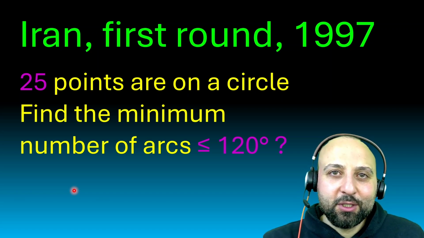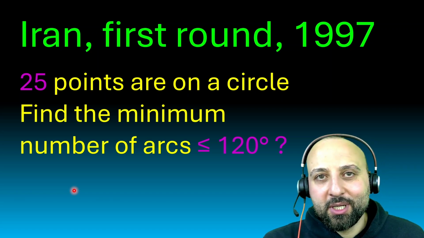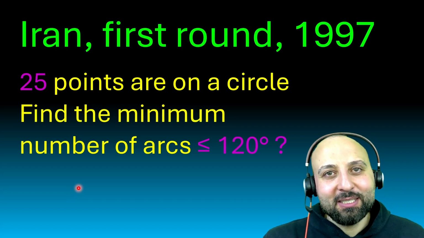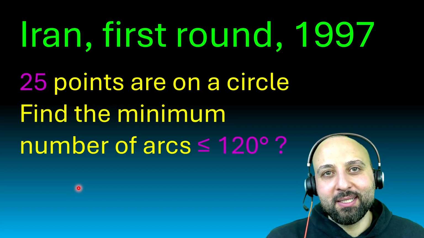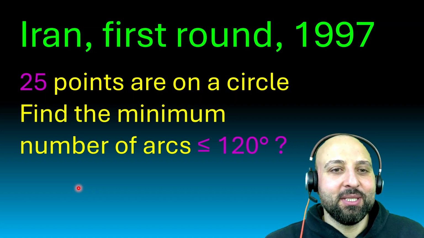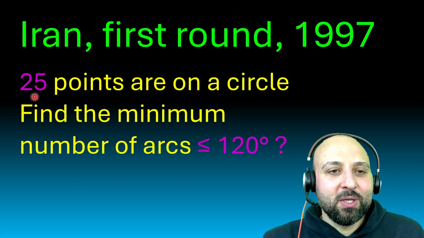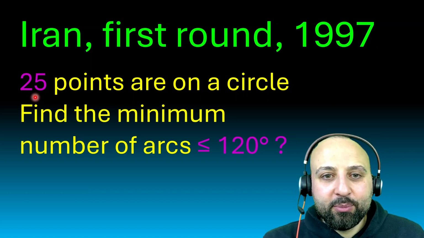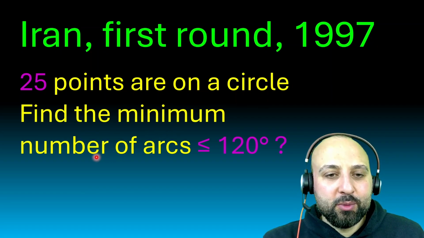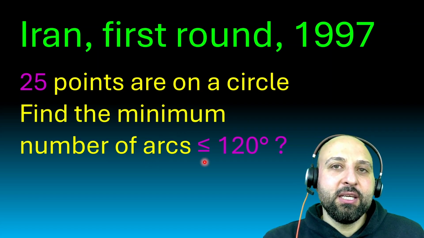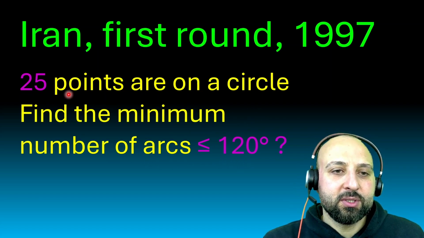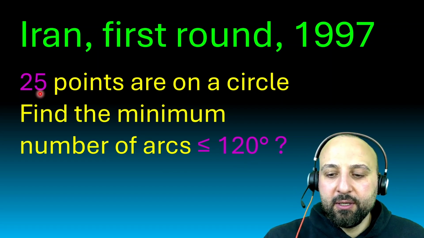Hi, here we have another question from Iran Mathematical Olympiad, round number 1, year 1997. This, together with another question, was probably the most interesting questions in that competition. Okay, so the question says we have 25 points on a circle. Find the minimum number of arcs that are equal or less than 120 degrees constructed by these 25 points.